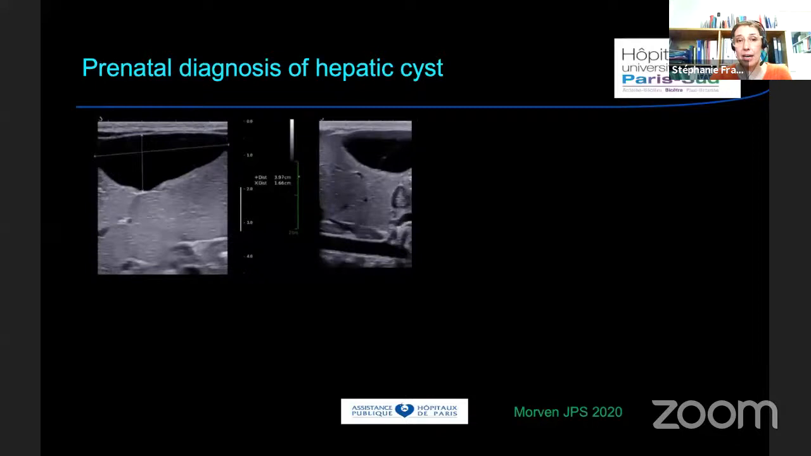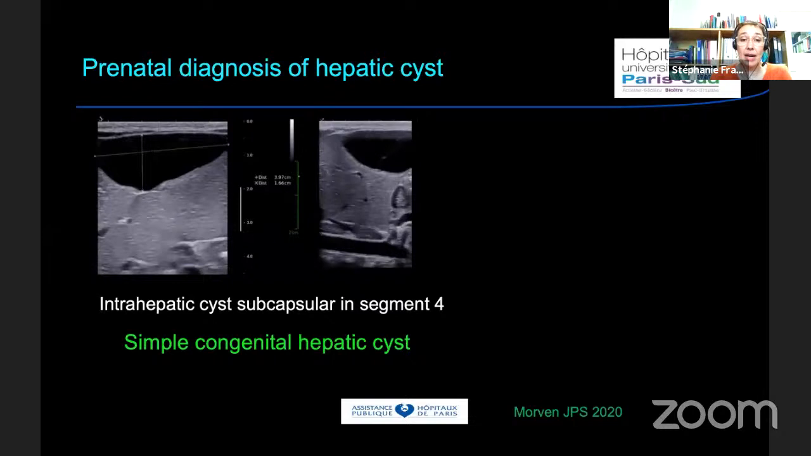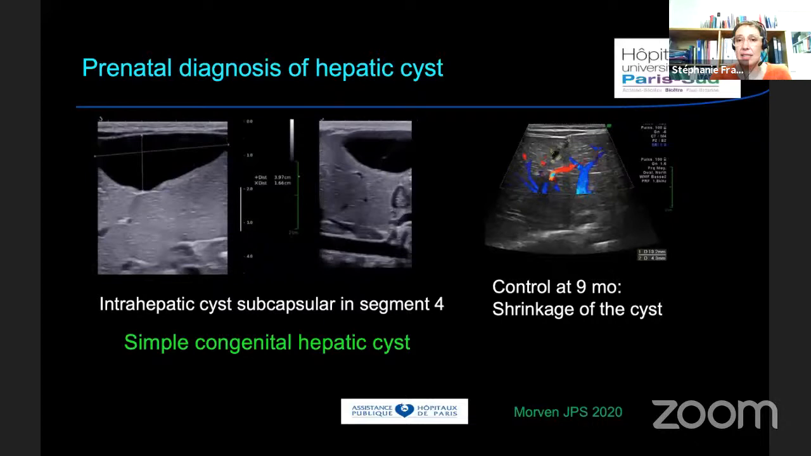Of course, you will also find a simple hepatic cyst. This was a prenatal diagnosis. Those cysts are frankly in segment 4, and they are simple congenital hepatic cysts. And the natural history in most of the cases is the spontaneous shrinkage of the cyst in the months following birth.